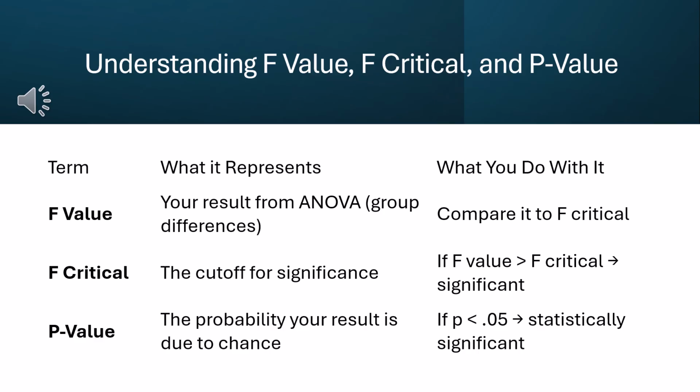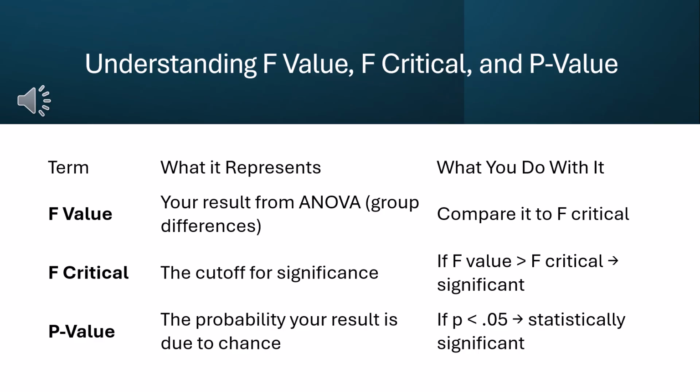So let me break it down one other way with this chart that will hopefully help. So the F value, what it is: the result of your ANOVA calculation. What it tells you is how much the group means differ compared to the variation within the groups. Think of it like a signal to noise ratio. A higher F value means a stronger signal, bigger differences between groups relative to the noise, which is random variation.